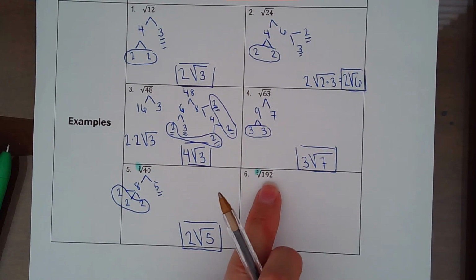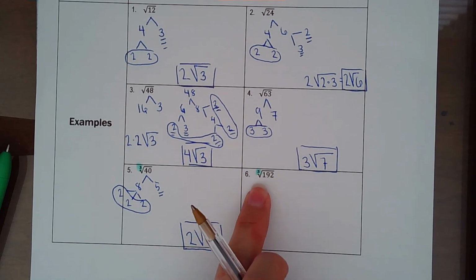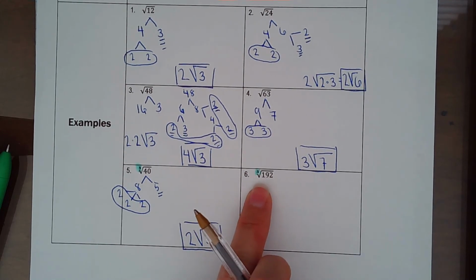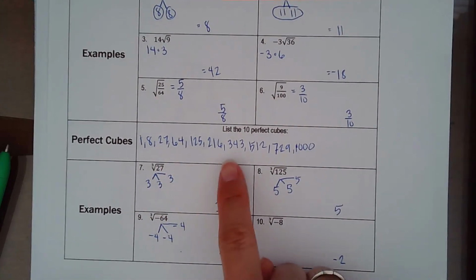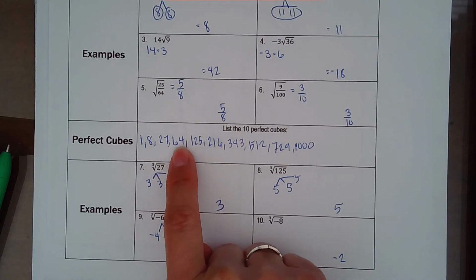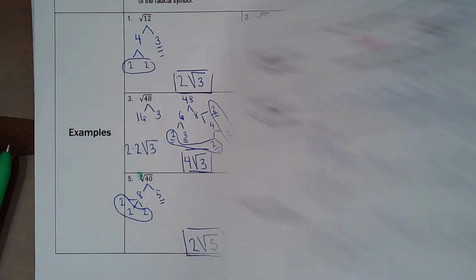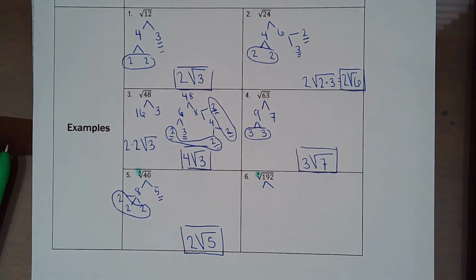All right. Same thing here. What is the biggest perfect cube that multiplies to 192? If you can't think of any, just look at your list again, and you can try dividing by those numbers. Divide by 8, what do you get? Divide by 27, what do you get? Divide by 64, what do you get? That's totally fine. A little guessing and checking never hurt anybody.